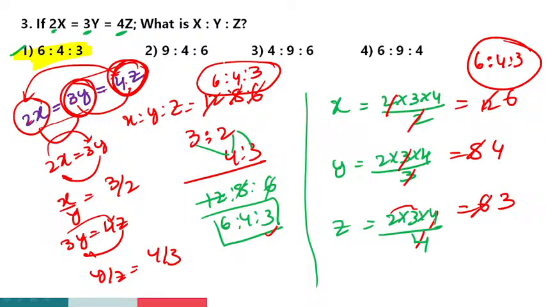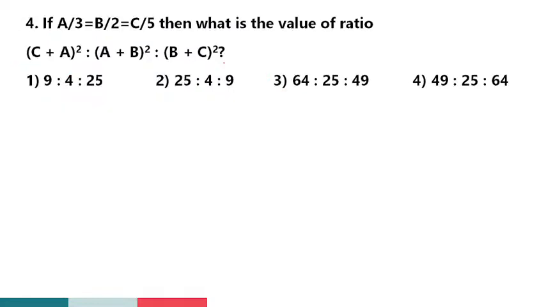Right, and move on to the next one, guys. If a by 3 is equal to b by 2 is equal to c by 5, then what is the value of the ratio (c + a) whole square plus (a + b) whole square is to (b + c) whole square? What is the answer, guys? All of you, please respond in the chat box.